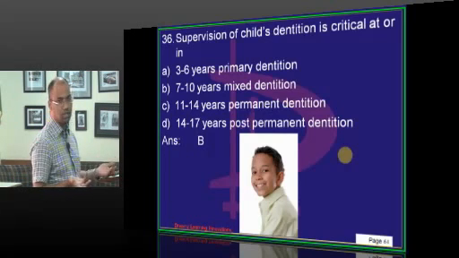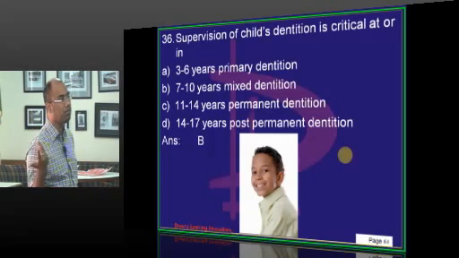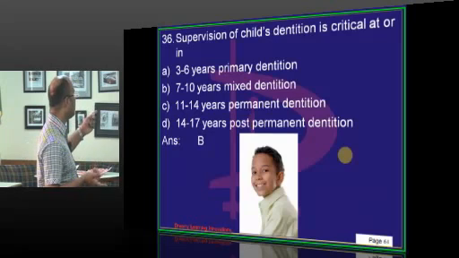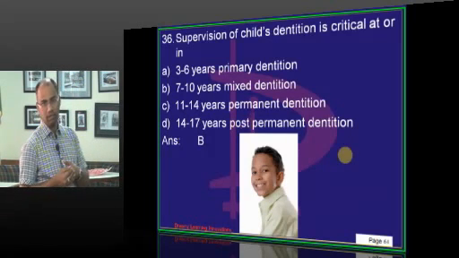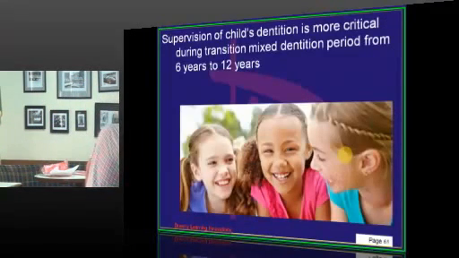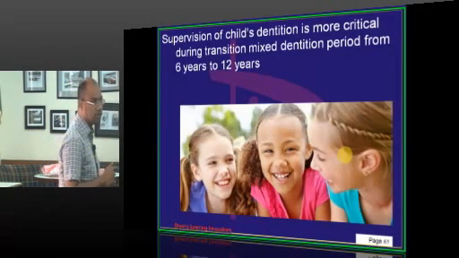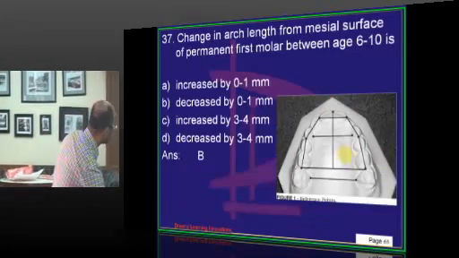Okay. After that there is nothing to monitor much, most of the teeth have erupted, only your second permanent molar will erupt, that is all. And here only there is every possibility that the teeth might erupt in an erratic pattern if there is any problem. Okay. So, supervision of the child's dentition is more critical during the transition of mixed dentition from 6 to 12 years.